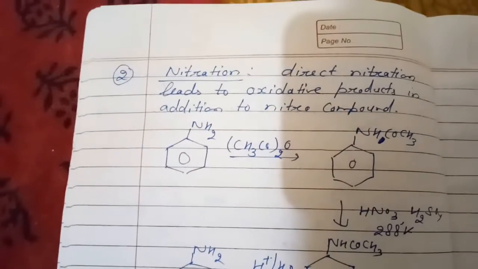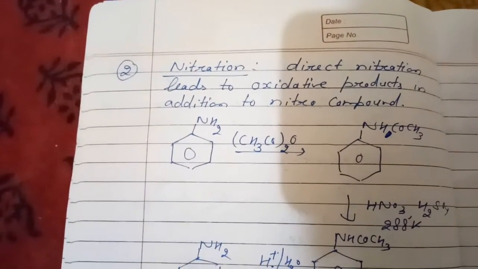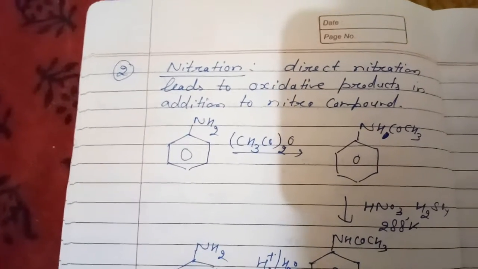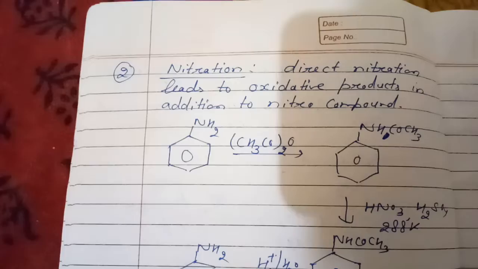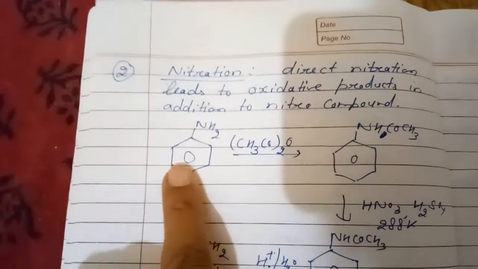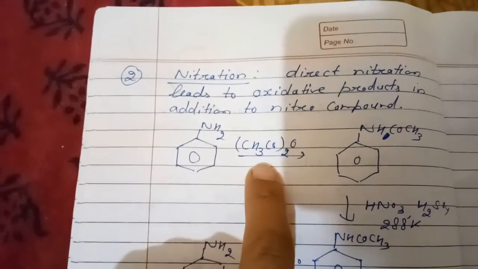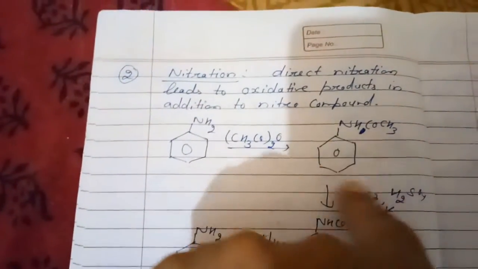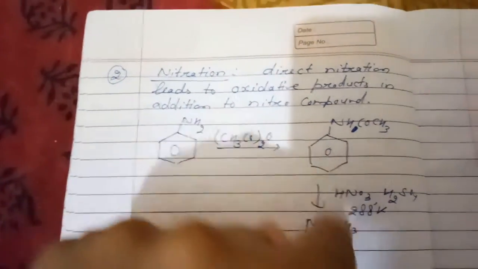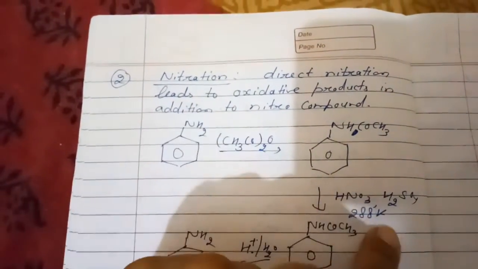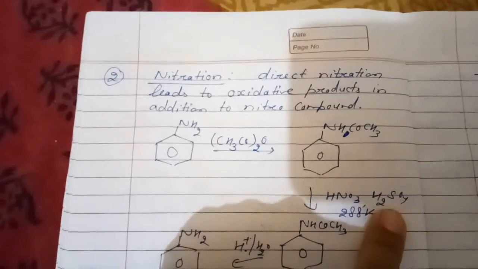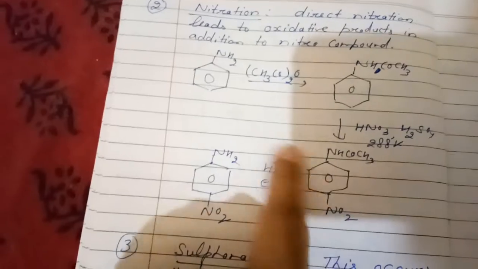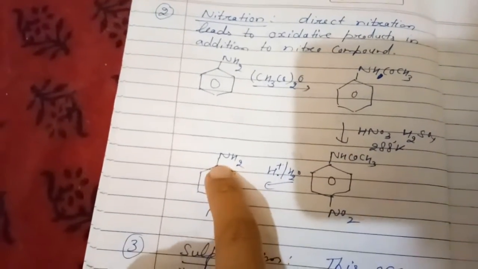Next, consider nitration. Nitration is usually done by treating the compound with HNO3 in the presence of sulfuric acid. Direct nitration leads to oxidative products in addition to the nitro compound. So first we protect the NH2 group. How will we protect it? By treating it with acetic anhydride. This is the acetylated amine. Then we perform the nitration reaction, HNO3 in the presence of sulfuric acid, and we get this nitrated product. Then we hydrolyze, and again we get the NH2 group.